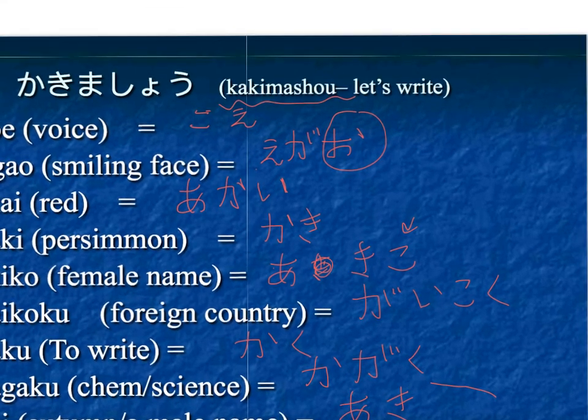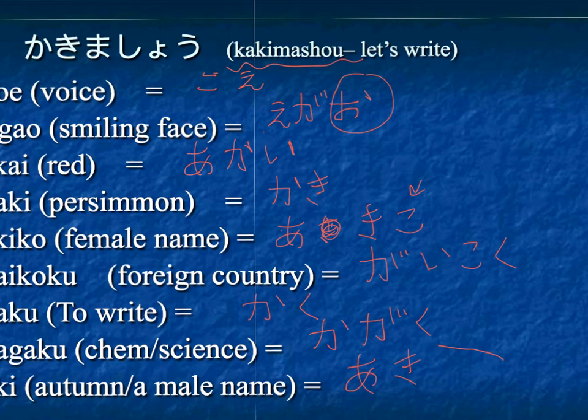So ge would be... ちょっと待って。Ge is ke with ten-ten, and you have ko with ten-ten is go, ka with ten-ten is ga, ku with ten-ten is gu, and ki with ten-ten is gi.